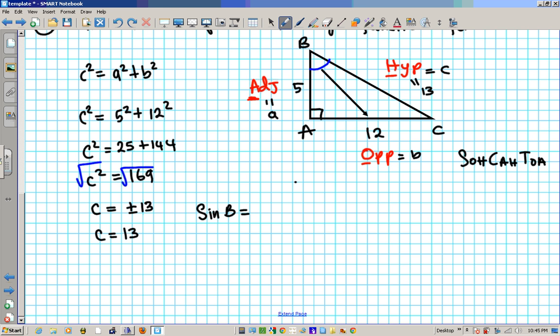Sine is opposite over hypotenuse, right? So sine B is O over H. O is what? 12. H is 13. So sine B is 12 over 13. Cosine B is adjacent over hypotenuse. The adjacent is 5. The hypotenuse is 13.